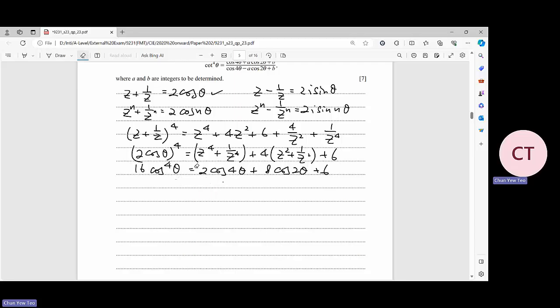Because later we can cancel it off, so no need to leave it like that. Okay, so that will be my first equation.